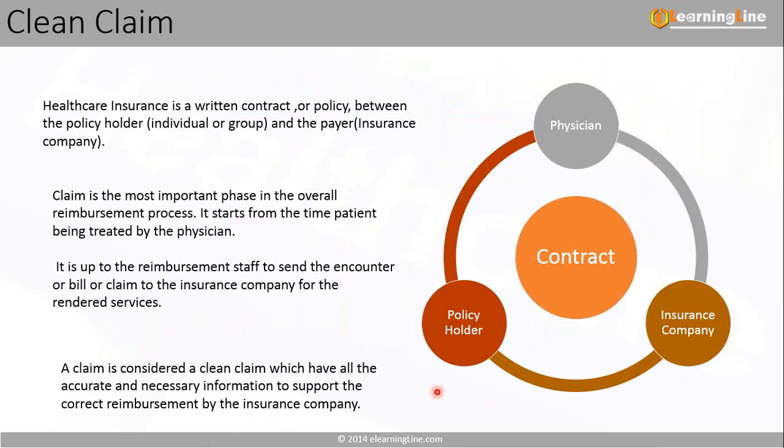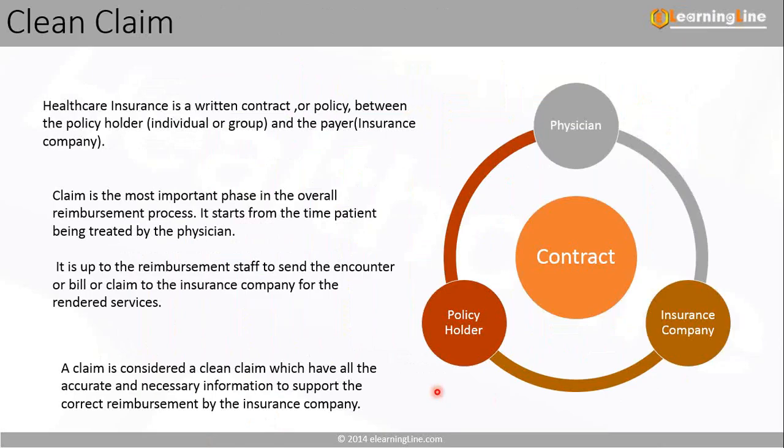Now, you have a health insurance written contract or policy between the policyholder, whether the policyholder is a group or an individual, and the payer, which is the insurance company. In that overall process, a claim is the most important phase in the overall reimbursement process. Reimbursement process is nothing but how the claim is being paid to the provider. It starts from the time the patient is treated by the physician, and ends when the money is collected by the member and the provider is paid completely.